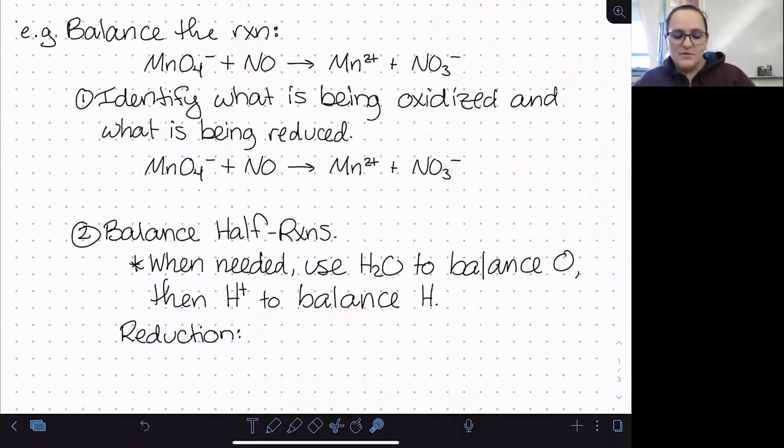So this is the reaction that we're going to be balancing, the permanganate ion reacting with nitrogen monoxide to produce manganese 2 and the nitrate ion. So just like last time, the first thing we want to do is identify what is being oxidized and what is being reduced. So we will do that by assigning oxidation numbers to all of our atoms and seeing how they change, which one increases and which one decreases, to identify what is being oxidized and reduced respectively. So please pause here and try that on your own. Assign oxidation numbers and decide what's being oxidized and what's being reduced.